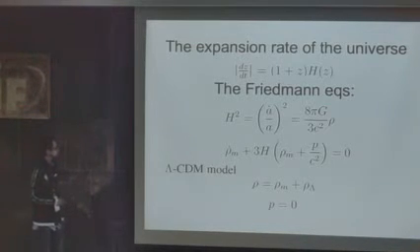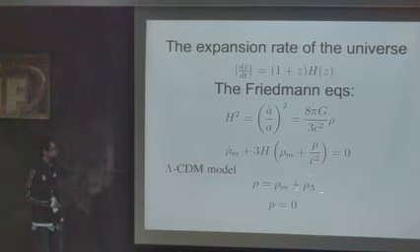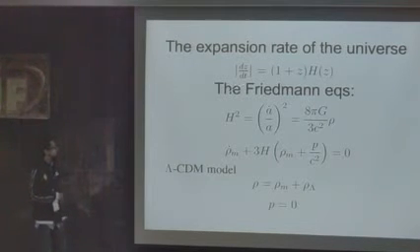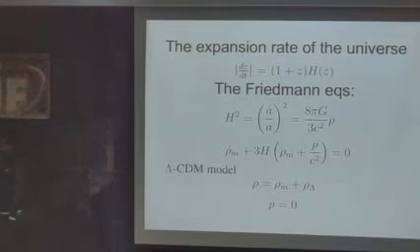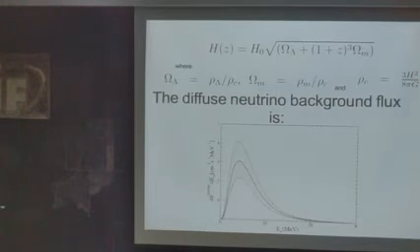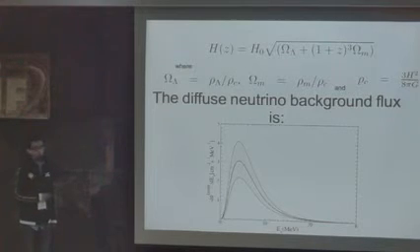So for instance, from a lambda CDM model, you introduce a cosmological constant plus matter that has effective pressure equal to 0, and then you solve the Friedmann equation, and you get the Hubble parameter. And then essentially you have all the ingredients, and you have to do a very simple integral.